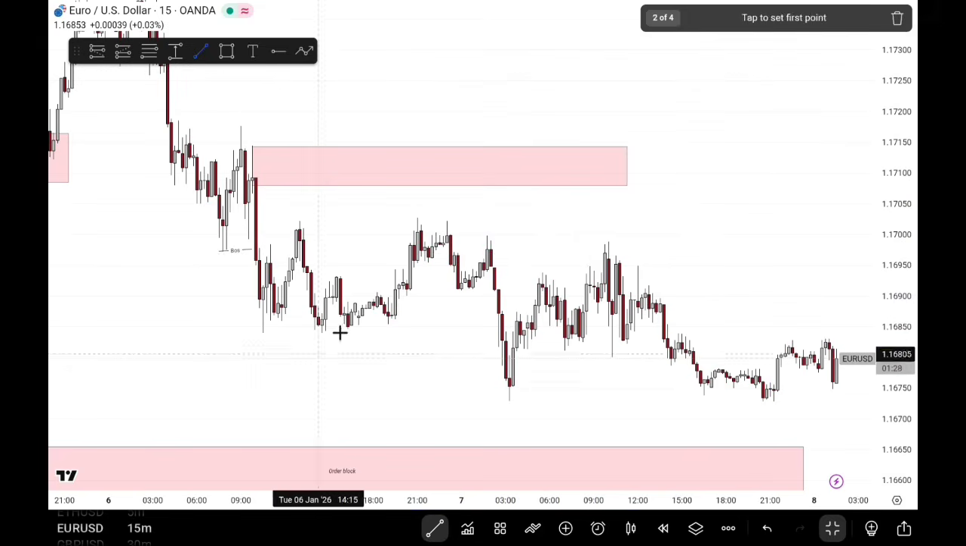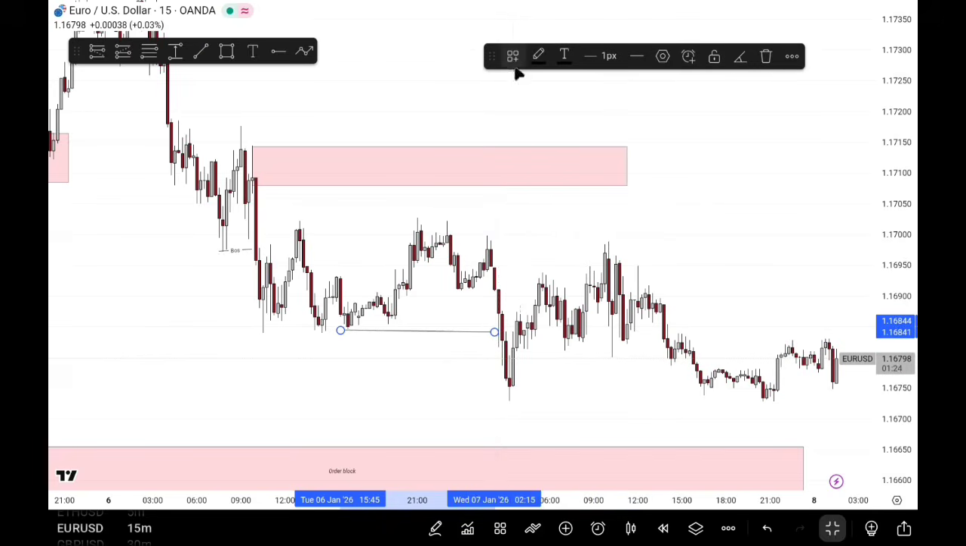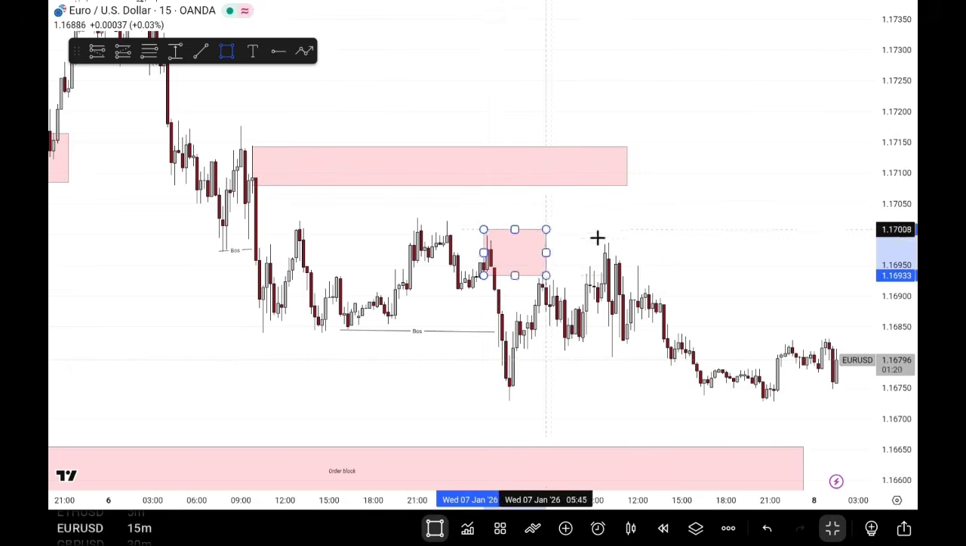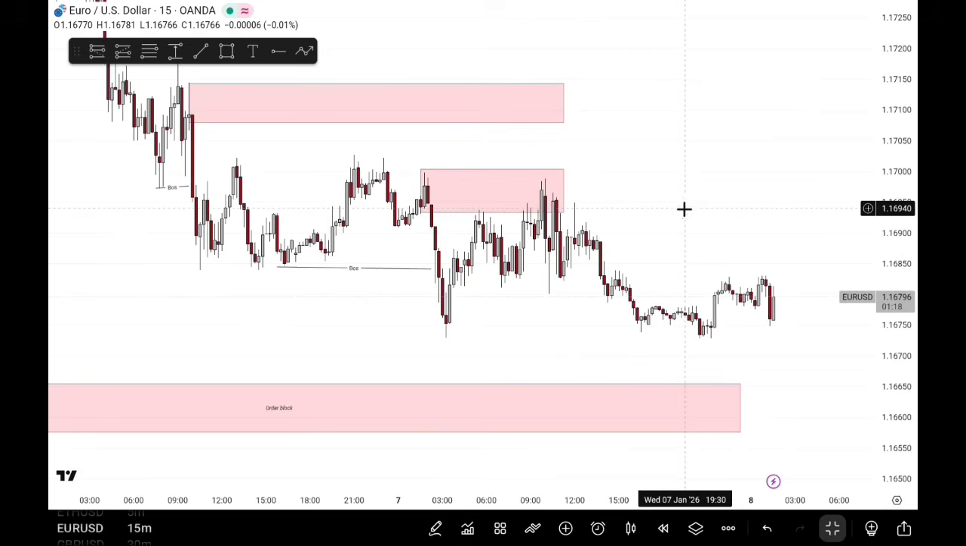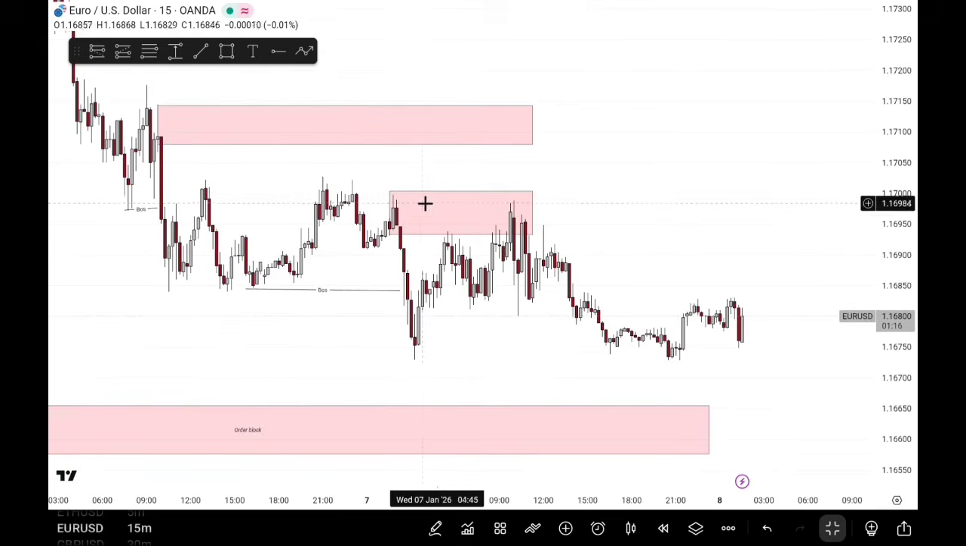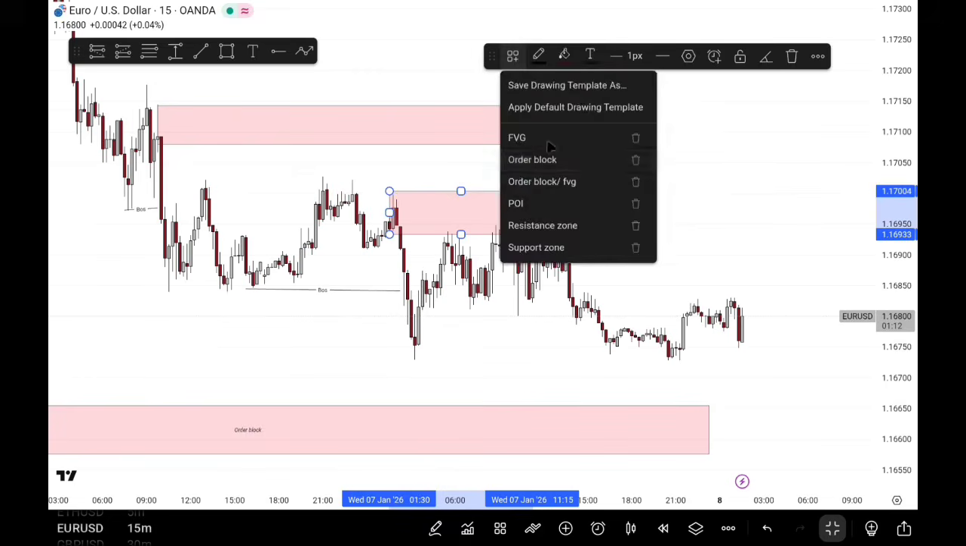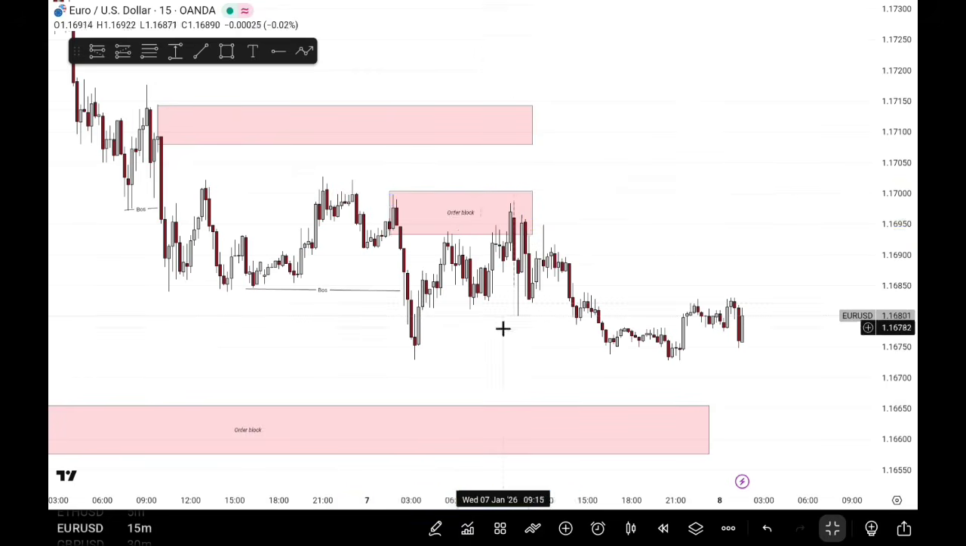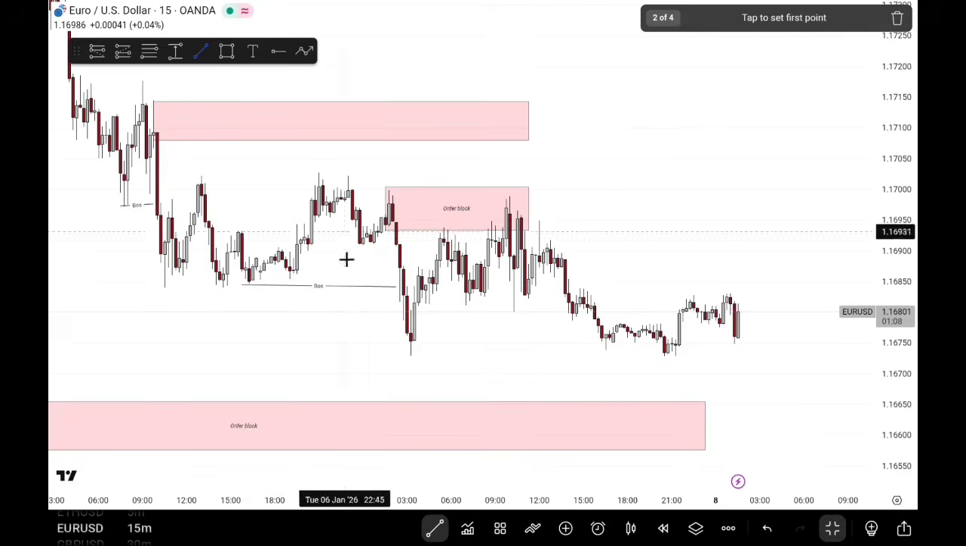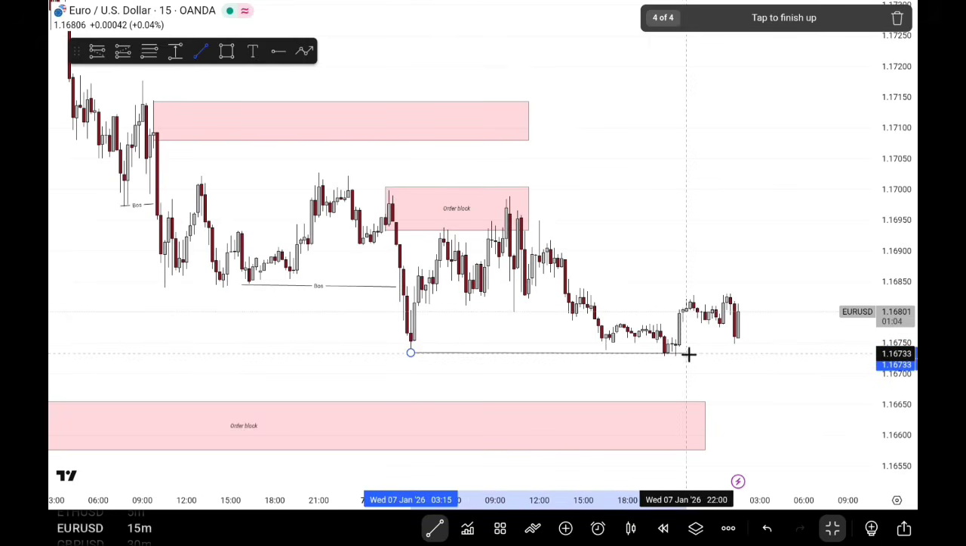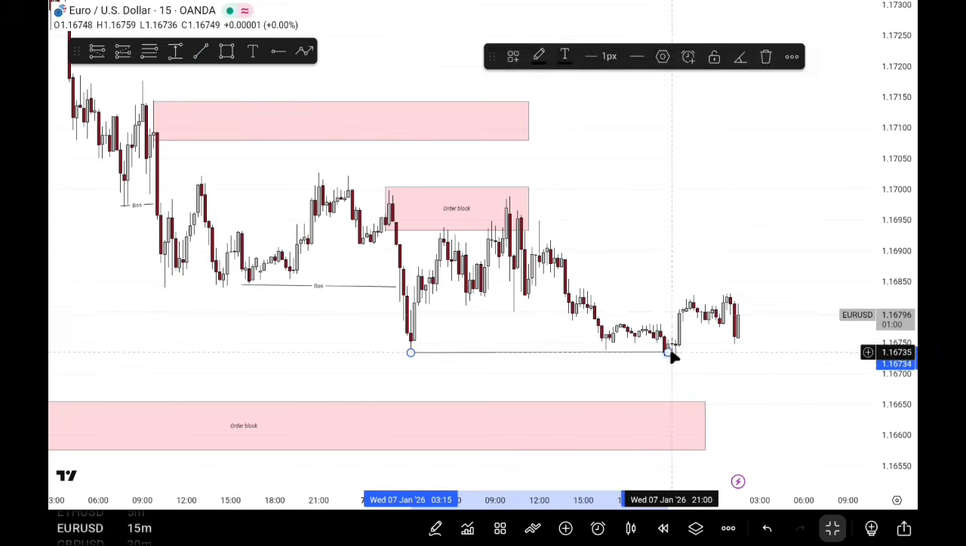We also have this break of structure to the downside, right? So since we have this break of structure to the downside, we also have this order block at this spot. So price tapped from that order block and started moving to the downside. This is just a recent movement of the market. We also have this swing low in which price just tapped and moved to the upside.